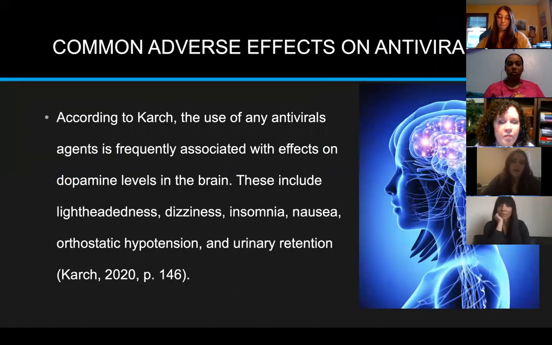So, common adverse effects of antivirals. The use of antiviral agents is frequently associated with various adverse effects that may be related to possible effects on dopamine levels in the brain. These include lightheadedness, dizziness, insomnia, nausea, orthostatic hypotension, and urinary retention.